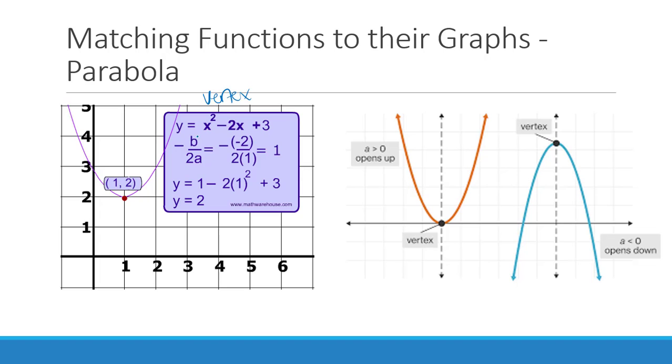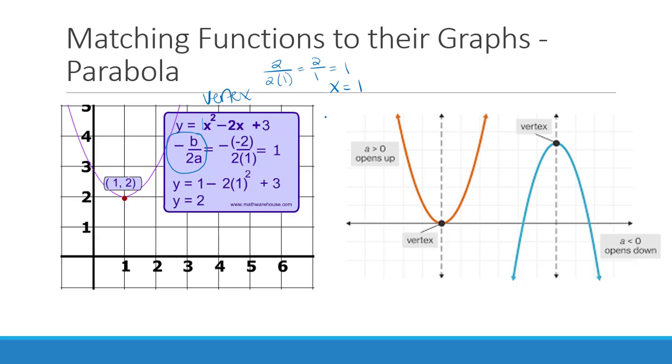The formula for the vertex of a parabola is negative b over 2a. So take, for example, this example here. Negative b would be the opposite of negative 2, which is just 2. And then 2 times a, keep in mind a is 1, so 2 times 1 is just 2. So 2 over 2 gives you 1. That means x is equal to 1.